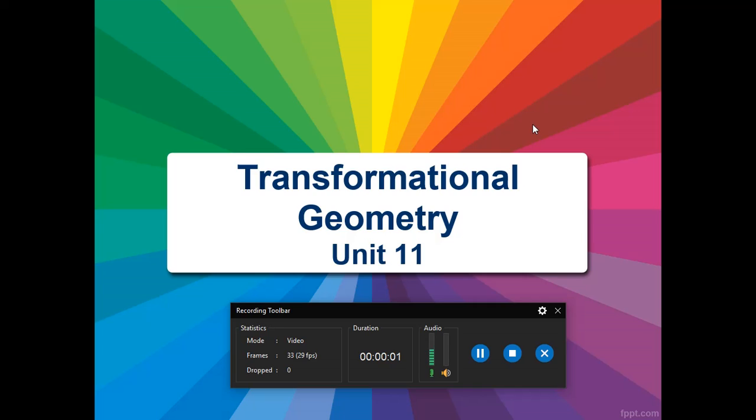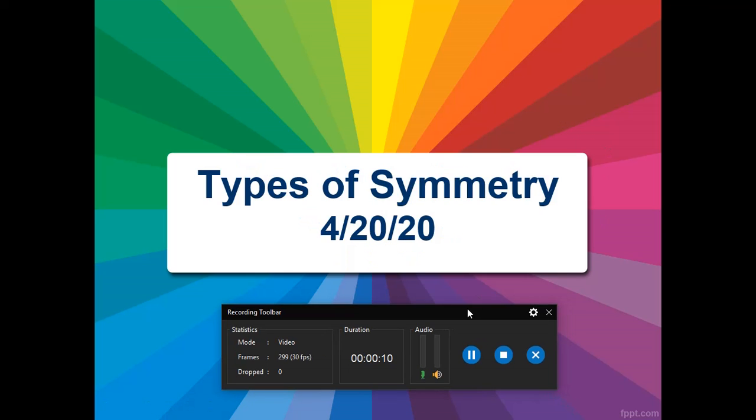Today we're going to start our 11th unit on transformational geometry. This is actually a pretty easy unit and kind of fun. So our first topic is going to be symmetry.